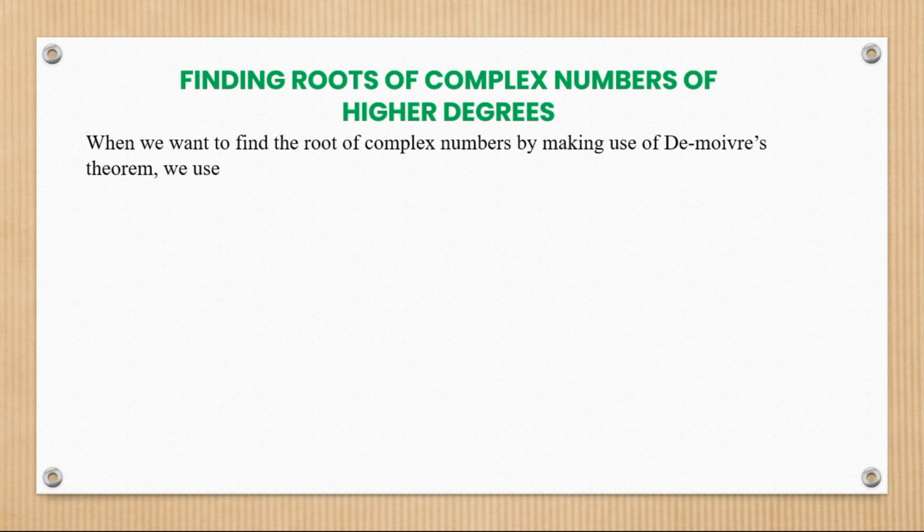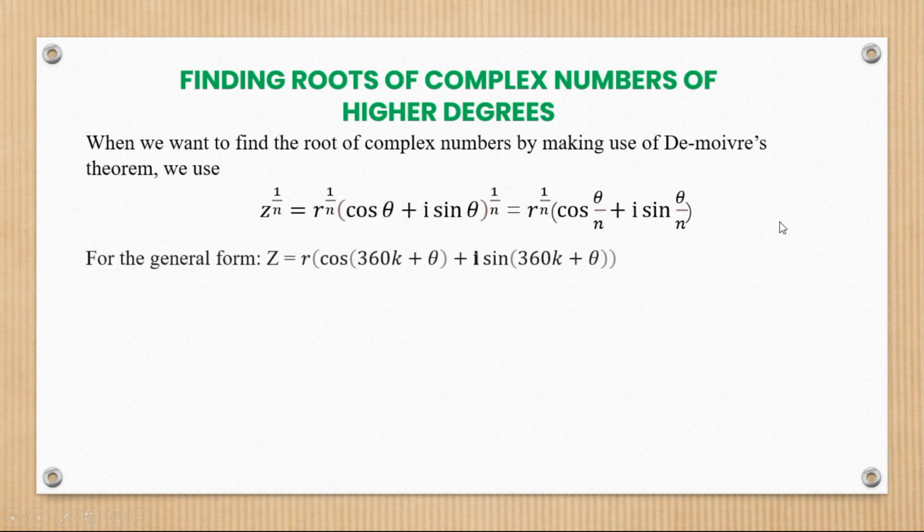Now this formula can also find the basic square roots, so it can be useful for that. But in addition, it can also find roots of higher degrees. So when we want to find the root of complex numbers by making use of De Moivre's theorem, we use that. We know that z to the power 1 over n, that's like a square root, a root of something, is equal to that. From De Moivre's theorem, when we bring the 1 over n in, it can be expressed like that. So here's the general format that we usually use.